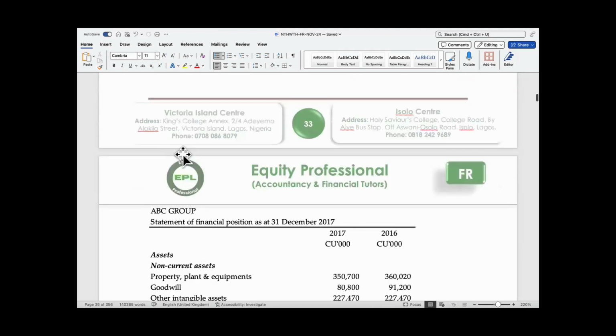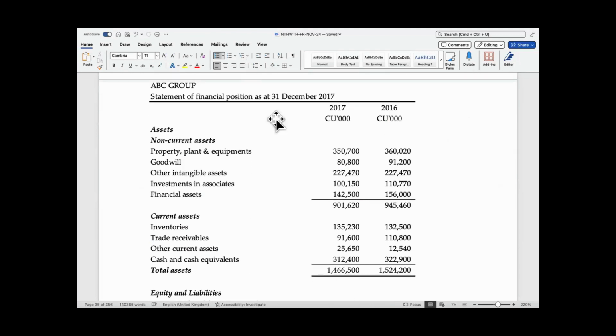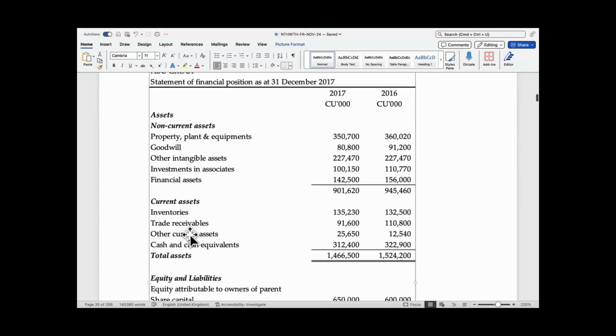So the first one here is the statement of financial position. So we have assets, non-current assets. Then after your non-current assets, you have PP, goodwill, intangible, investment in associates, financial assets. All of this are under non-current assets. Then we have current assets: inventories, trade receivables, other current assets. There could be more, but we leave it as this. Then we have total assets.